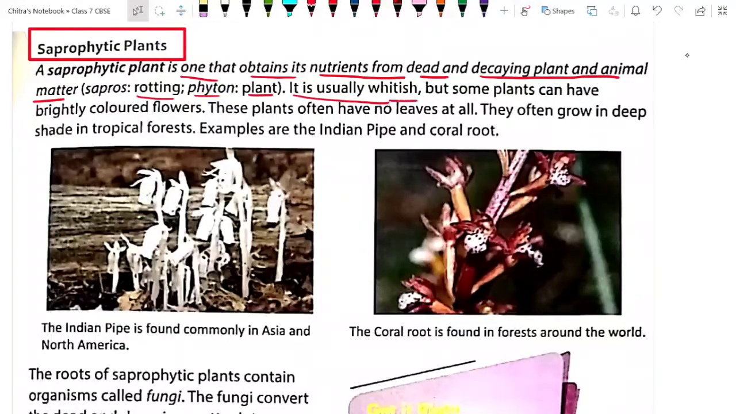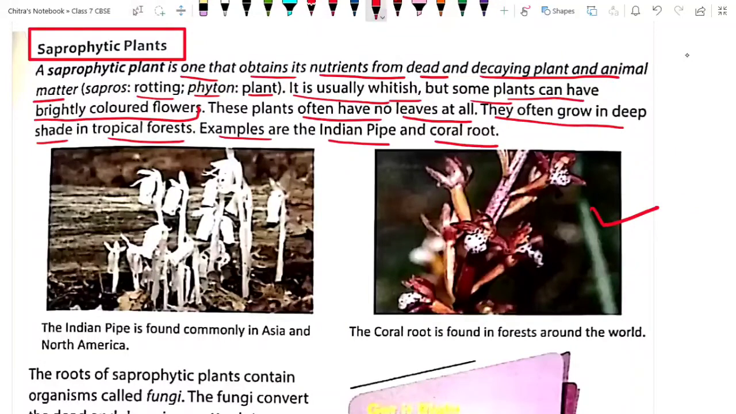It is usually whitish, but some plants can have a different color, like brightly colored flowers. These plants often have no leaves at all because they do not perform photosynthesis, so they don't have chlorophyll, and without chlorophyll they don't have leaves either. They often grow in deep shade in tropical forests. Examples are the Indian pipe and coral roots. Even the mushroom, the fungus that we sometimes eat, is also a saprophytic plant. Is it? Because that mushroom is very delicious and we eat it, right?